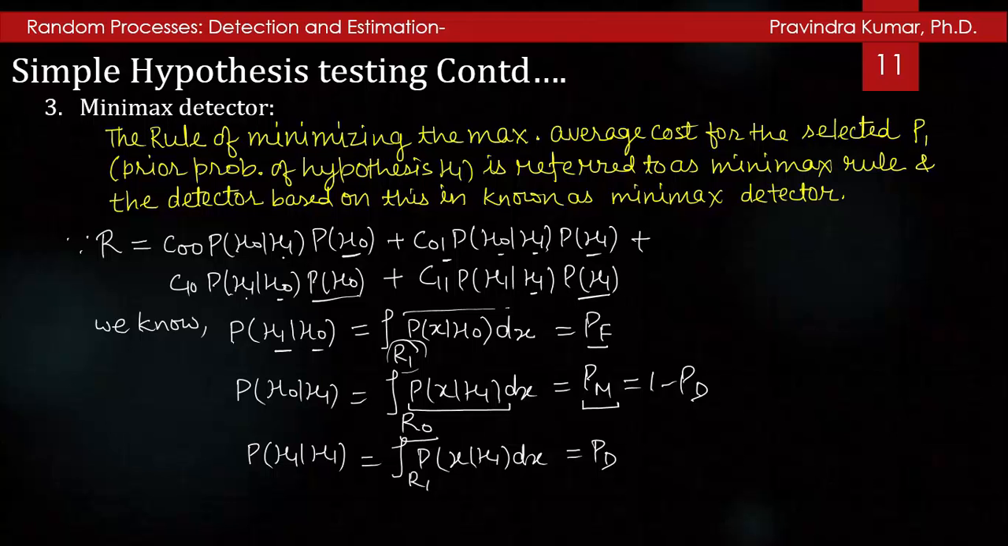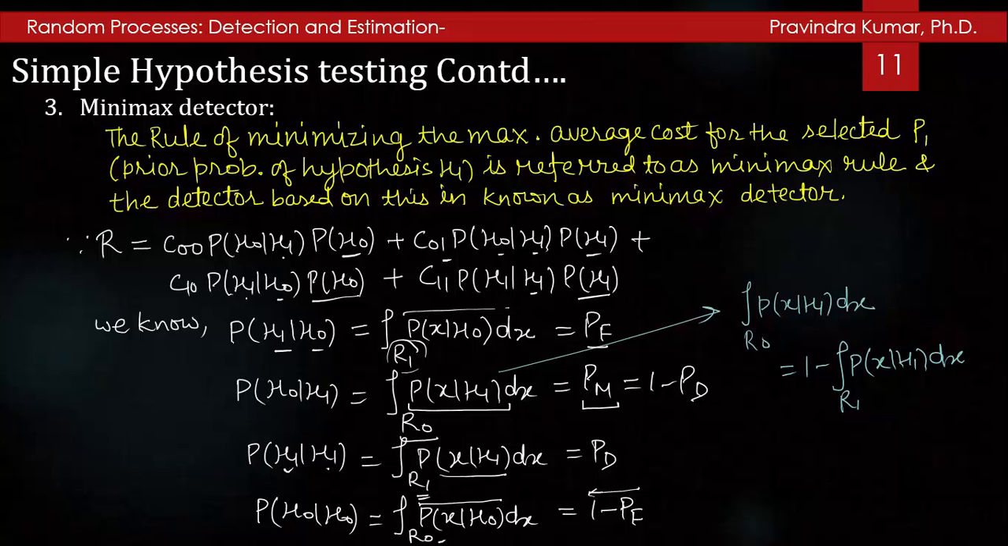And P(H1 given H1) means you have taken the correct decision H1 when H1 is true, so it is the integration in the critical region R1 of the PDF under hypothesis H1, which is the probability of detection. And P(H0 given H0) is the integration in the region R0 of the PDF under hypothesis H0, which will be 1 minus PF, 1 minus the probability of false alarm.